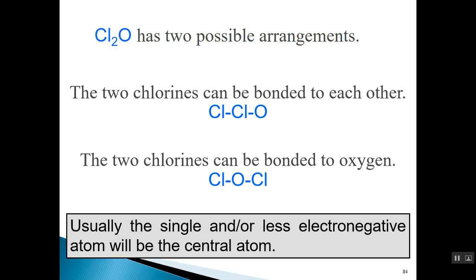In this case, the oxygen would be in the middle, so this would be the correct structure because it is the single atom of that element present in this formula. That usually takes precedence. Otherwise, it would be the less electronegative element. Oxygen is not the less electronegative element in this case, so that rule would not apply, because oxygen would be the single atom in this formula. So that's basically how you decide which atom goes in the middle.